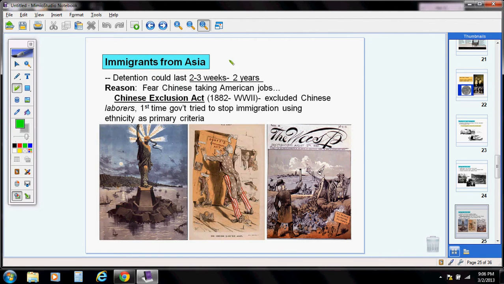Detention in this case, unlike at Ellis Island, which might only be a couple hours, could last for weeks or years. Part of that comes from the fact that there was a great fear that the Chinese in particular were in competition for American jobs. So the Chinese Exclusion Act excluded Chinese laborers, and in order to check and see if you were Chinese, if you qualified as a laborer, and you weren't trying to sneak into the country illegally, Angel Island took a bit more time for people to inspect.